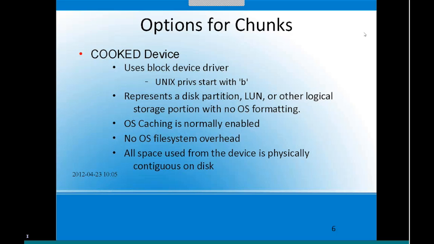Okay. Cooked devices are the same physical devices as the raw devices, but they're marked as block devices. The Unix privileges start with a B. Okay, they're exactly the same physical storage as the raw device, but they do go through the operating system. Okay, there's no file system overhead, but there is some caching going on.